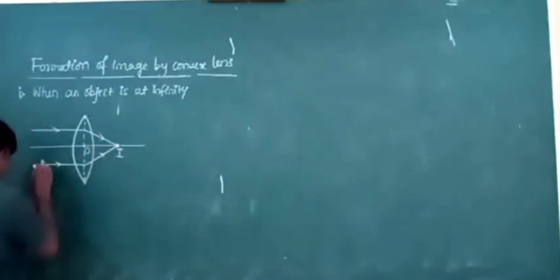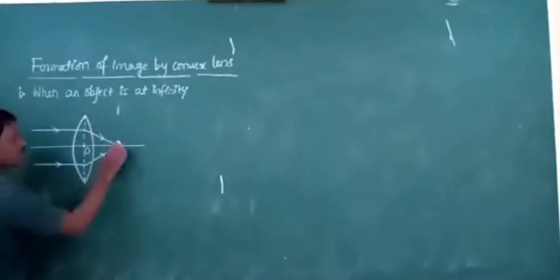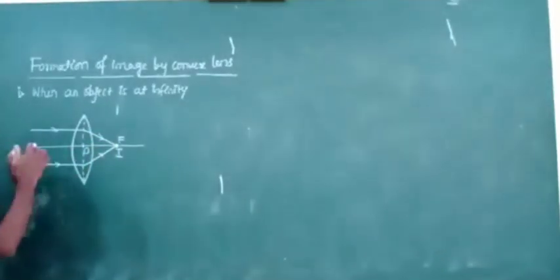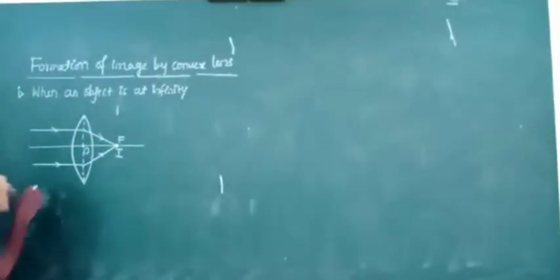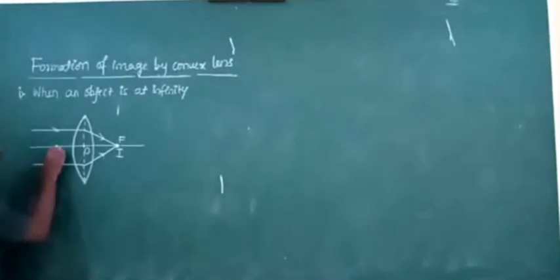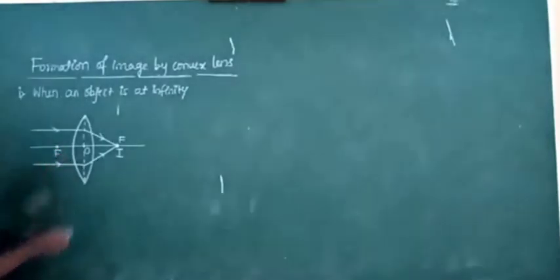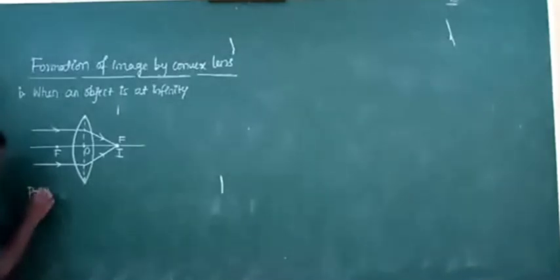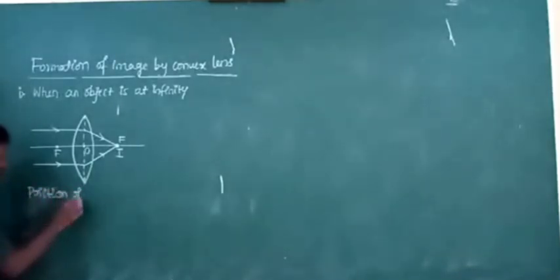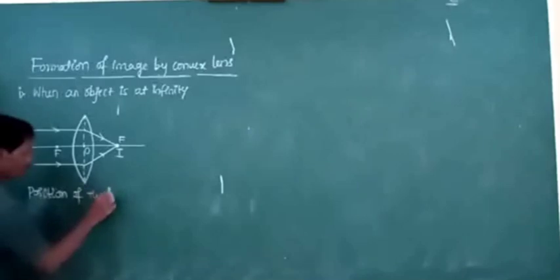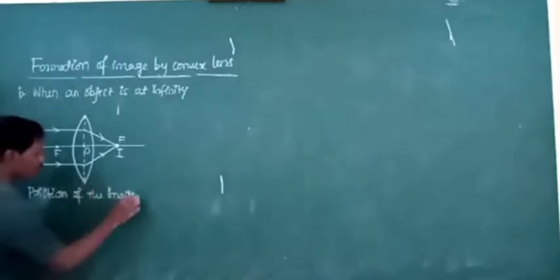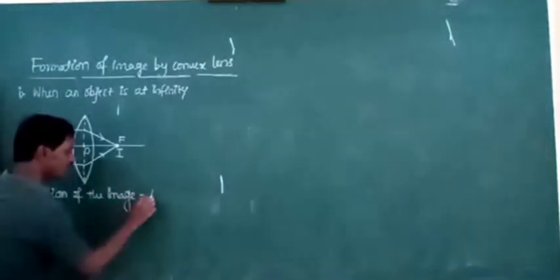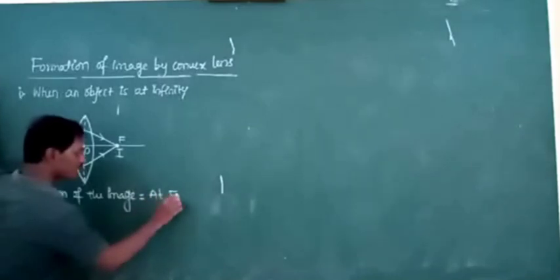Now where is the object? Object is at infinity. Where is its image formed? Its image is formed at the second principal focus or principal focus of the lens. Then it is the first principal focus. Then what is the position of the image of the object? Position of the image is at focus, at F.